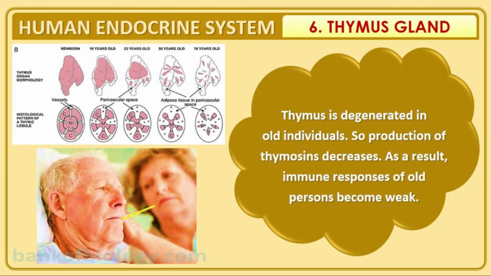So this thymosin production decreases in the adult stage. As a result, immune responses of old persons become weak because the size also decreases. The degeneration of the thymus gland takes place in adults, but in infants it is larger in size and also produces more thymosin. So the younger ones, infants and children, get more immune power, but the immune responses of old persons become very weak.